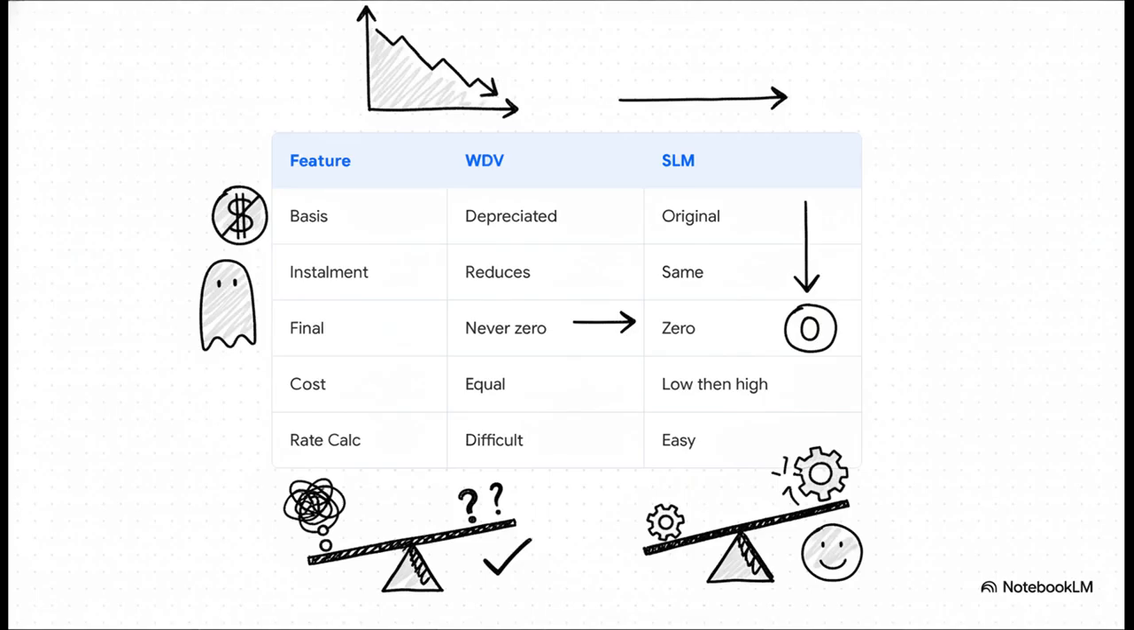Third, final value. As we just saw, WDV creates that accounting ghost and never hits zero, but straight line neatly reduces down to zero at the expiry of its working life. Fourth, that combined cost of depreciation plus repairs. WDV gives us that seesaw effect, keeping costs equal throughout. Straight line, however, has low combined costs early on, but really high costs later when the old machinery starts requiring heavy repairs. And finally, rate calculation. WDV is mathematically difficult to set up, while straight line is incredibly easy. Make absolutely sure you understand the flow of these differences.